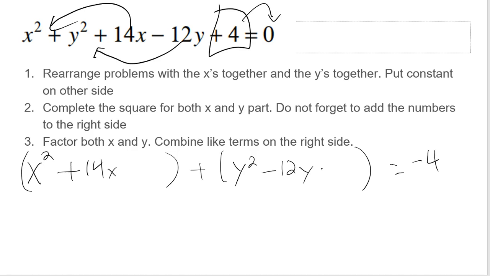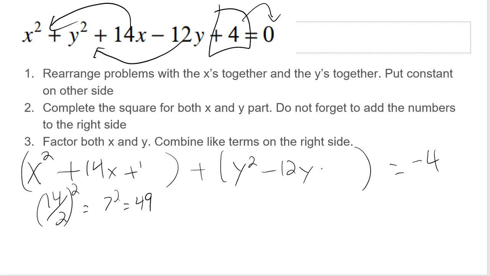Okay. So this is the hard part. These are all hard, but step number 2 is the hardest one. It says complete the square for both x and y part. Don't forget to add the number on the right side. So what we're going to do is complete the square with 14. Just like we've done in a ton of examples, I'm going to take 14 divided by 2, and I'm going to square it. That equals 7 squared equals 49.